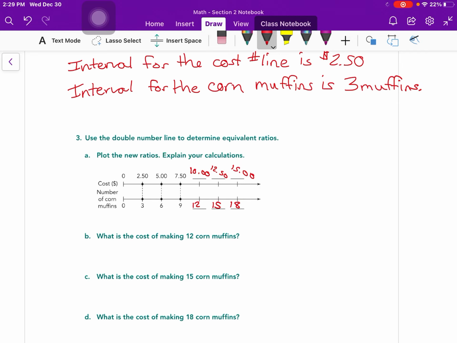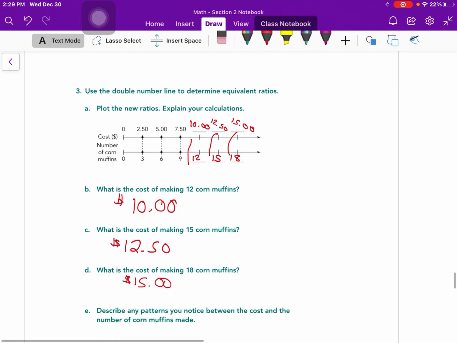So what is the cost of making 12 muffins? I can look right here. $10. I can use my double number line. Cost of making 15 is $12.50. And the cost of making 18 would be $15.